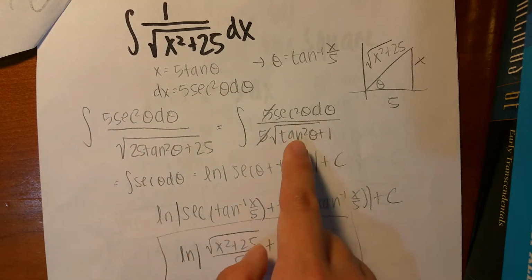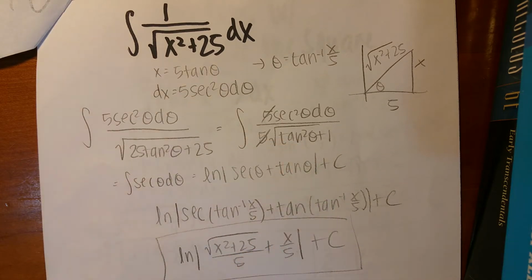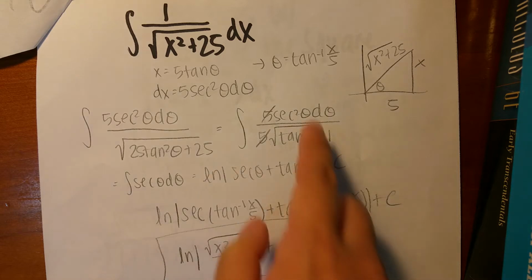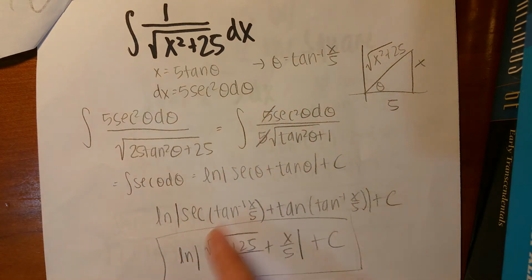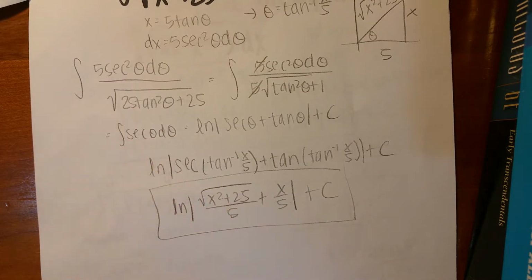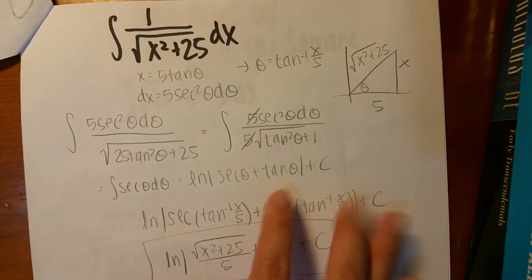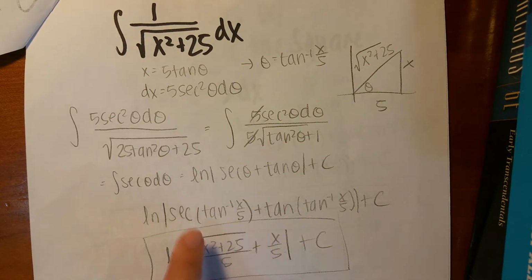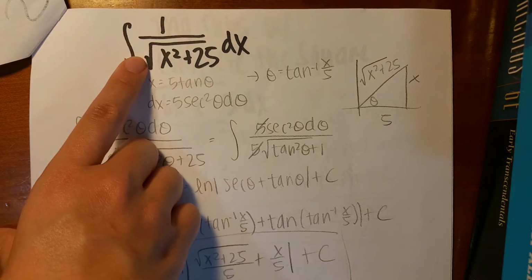And then we have to use a trig identity formula. We know that tangent squared theta plus 1 will equal secant squared theta. That means a secant will cancel out from the top and bottom, and we're left with the integral of secant theta d theta, which is equal to the natural log of the absolute value of secant theta plus tangent theta plus c. Now, to simplify this even further, we need to get our thetas in terms of x's because our original integral was given in terms of x's.